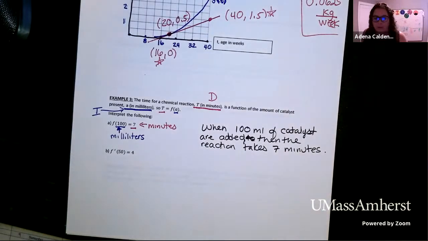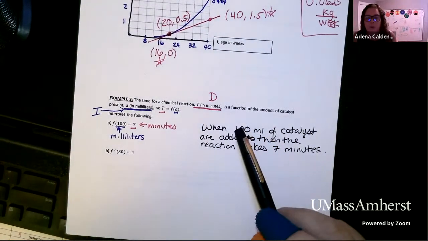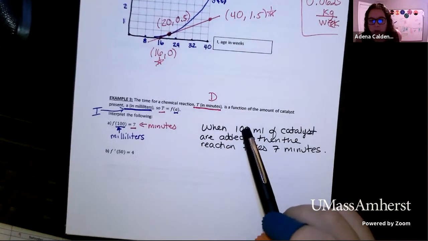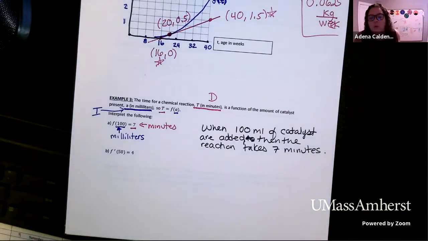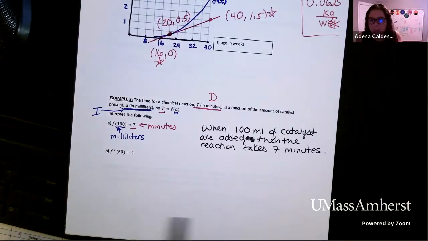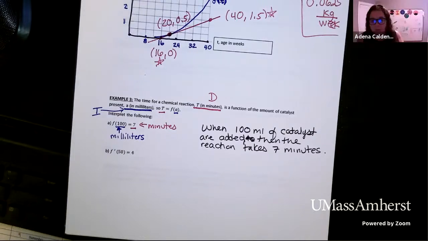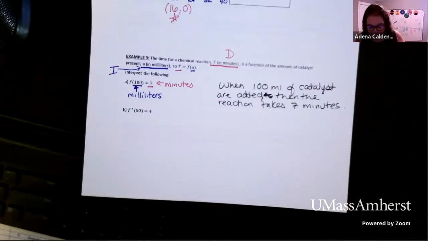Obviously, this is not the only way we can write this sentence, but the key things are that we're talking about 7 minutes and 100 milliliters, and that each of those has reference to the thing it's talking about. So 100 milliliters of catalyst, and 7 minutes is the time of the reaction. So as long as those things are together, you can work this in several different ways for a sentence, but those are the key pieces that need to be together. So again, this first part is just evaluating a function at a point. The second part is looking at the rate of change or the derivative of the function at a point. So now we have to bring in what we know about units of derivatives.